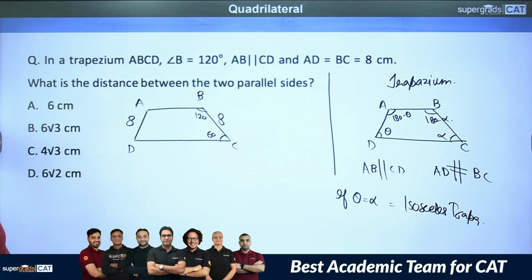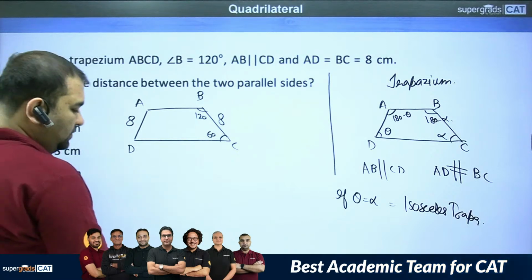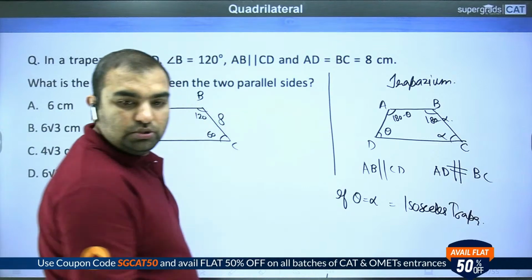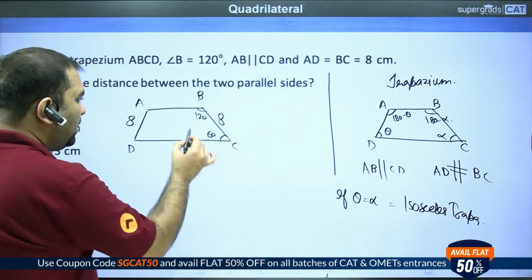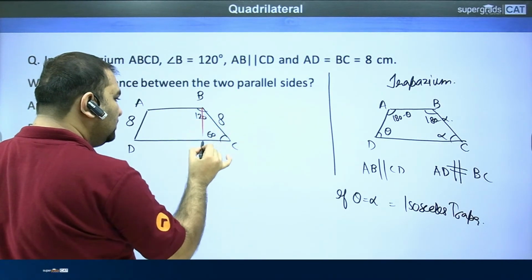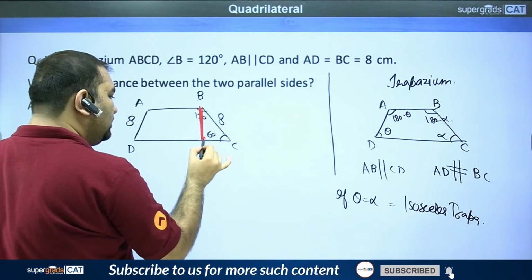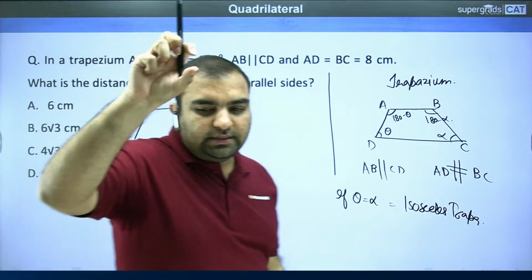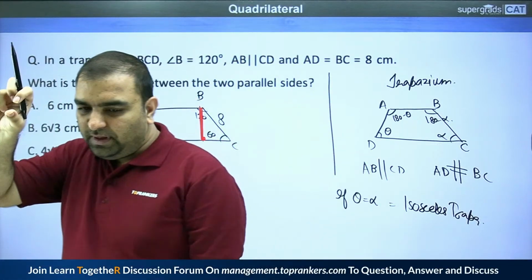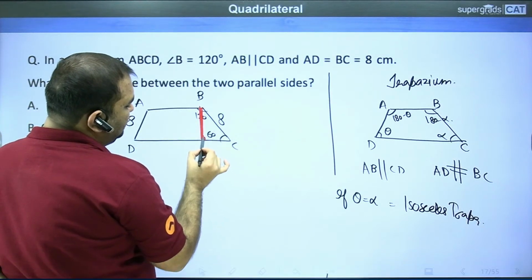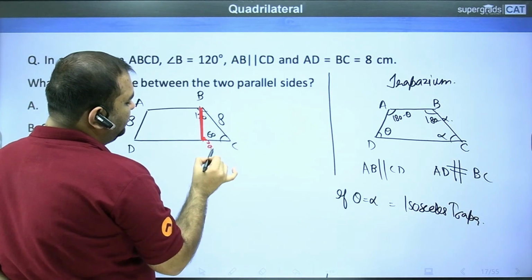Great. What is the distance between the two parallel lines? Just draw a perpendicular from here. This perpendicular is the distance between the parallel lines. This is 60. This is 90. So this is going to be 30.